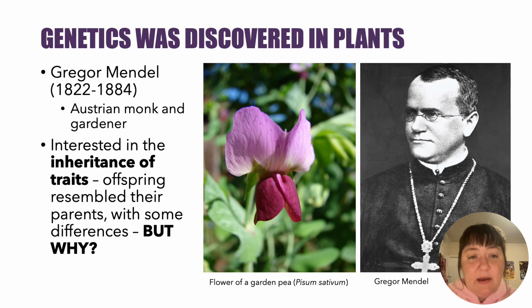And I like to start with Mendel because genetics was actually discovered by Mendel using plants. And Gregor Mendel was an Austrian monk and an avid gardener. He lived in the 1800s, and he was interested in the inheritance of traits. So offspring resembled their parents with some differences, but why was that?